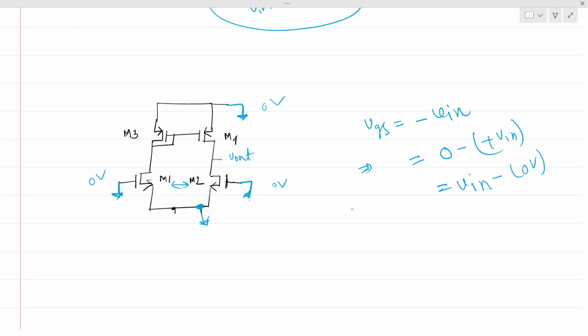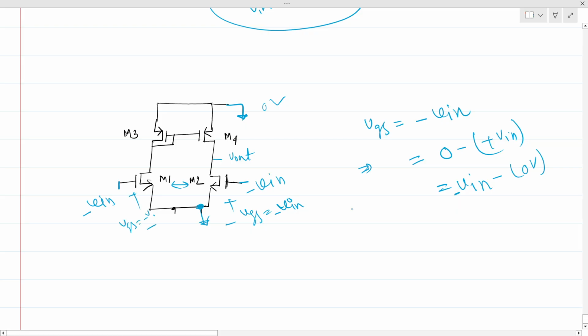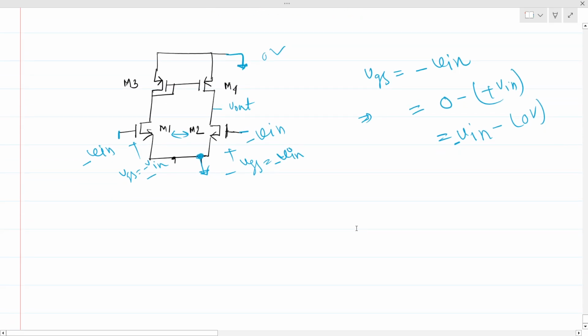So now make this node ground and this node as minus V in. So the VG can be minus V in, right? So let this be minus V in small signal, and this is also minus V in. So the VGS remains minus V in as previously, right? As our previous condition. Previously the VGS was also minus V in. So now what do you think? So this becomes a common mode signal, right? For these two nodes, this is a common mode signal.